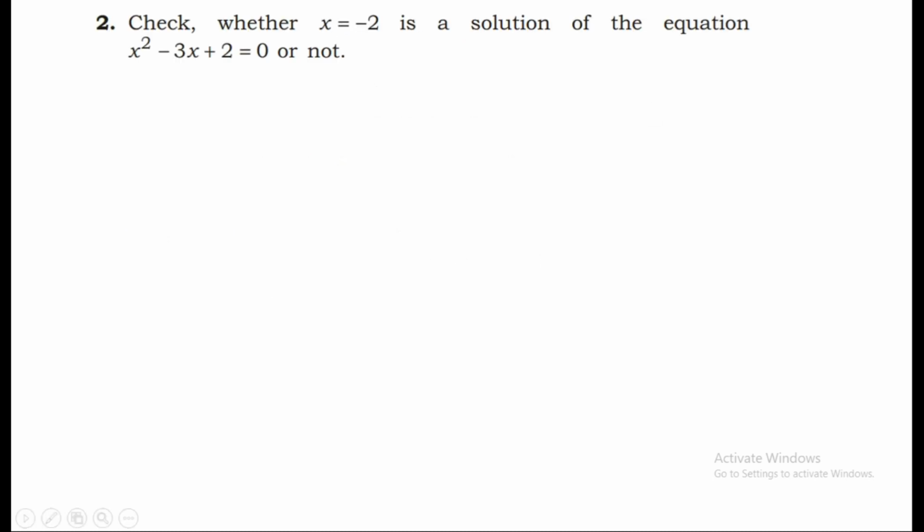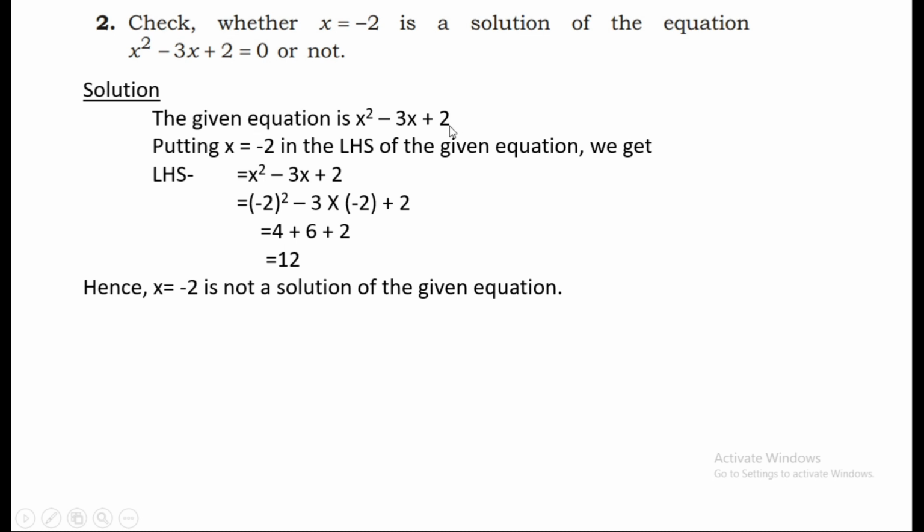Check whether x equals minus 2 is a solution of the equation or not. If minus 2 is a solution, then when you put the value of x as minus 2, you should get 0. So let us find out whether you will get 0 or not. The equation is given. Instead of x, we'll put the value of x as minus 2. When we do so, we find that we are getting 12. So hence it is not a solution of the equation. Very easy.